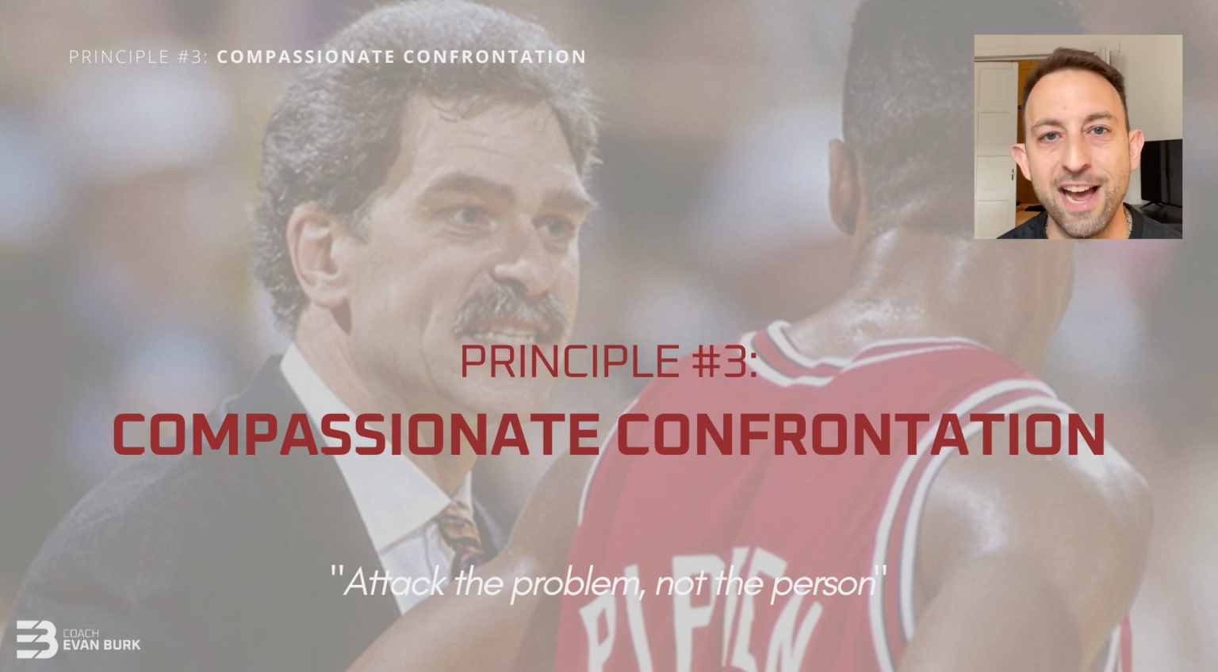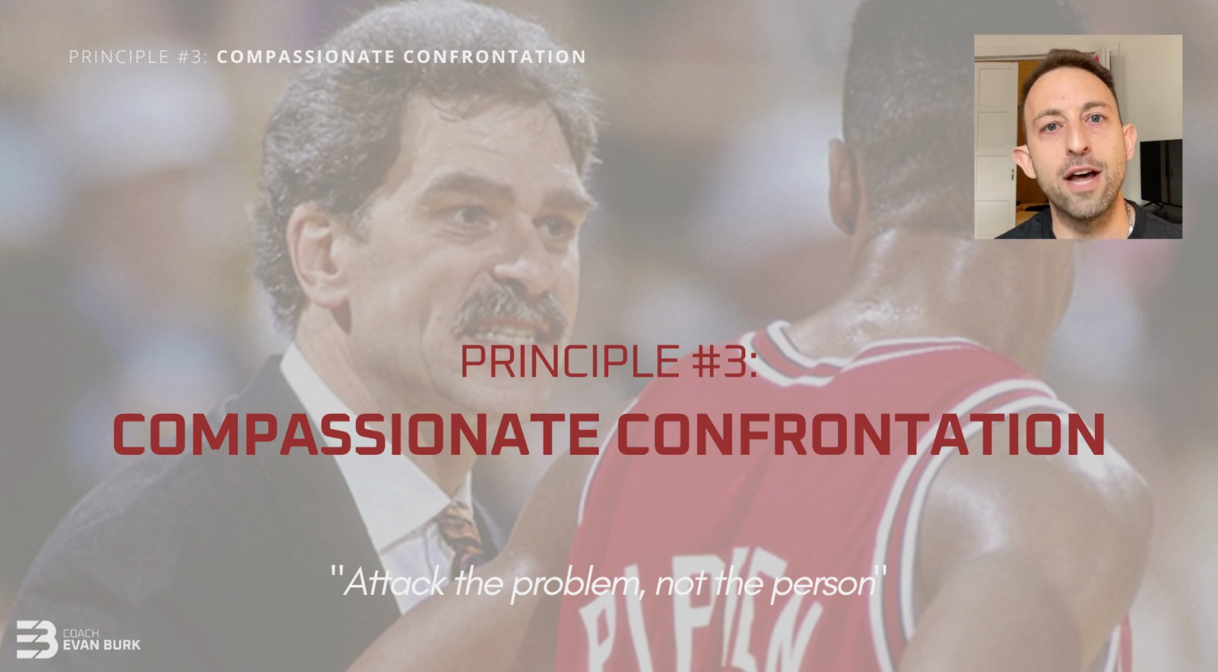Phil Jackson never avoided difficult conversations, but he had a unique approach. He attacked problems, not people. Here's the story that shows this in action. Michael Jordan once punched Steve Kerr during a practice, literally hit one of his own teammates. Most coaches would have either ignored it or exploded. Phil simply kicked Jordan off the court and finished practice without him.